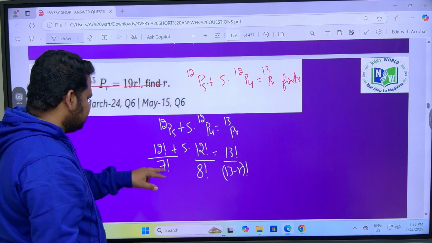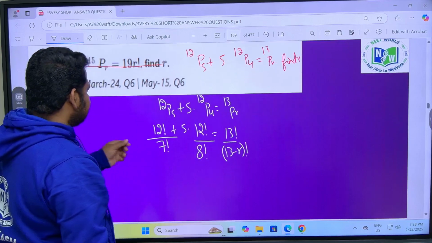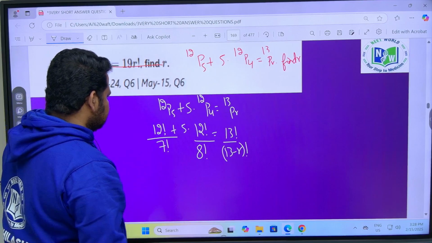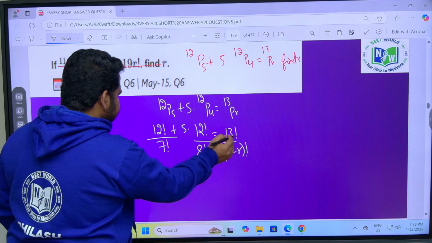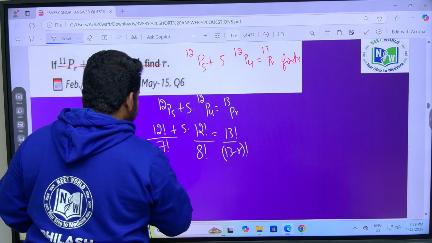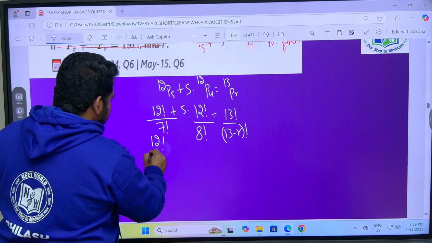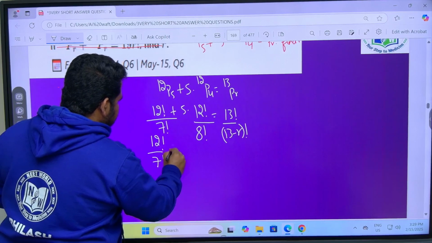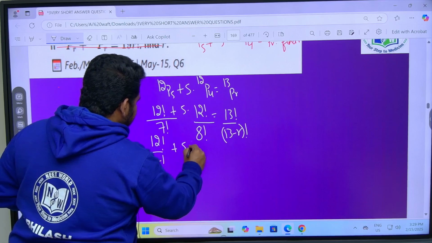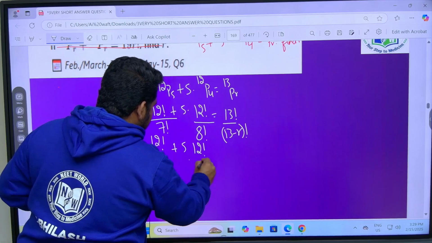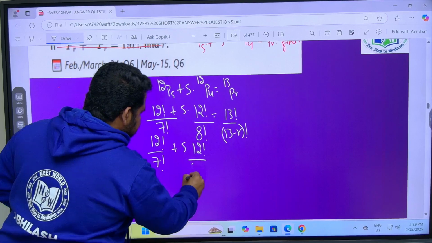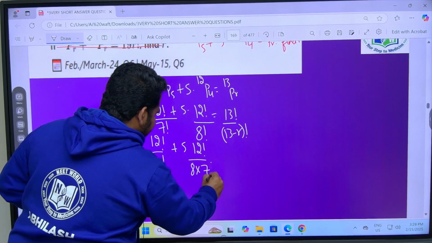So this one is 12 factorial by 7 factorial. I can write this as 12 factorial by 7 factorial plus 5 into 12 factorial. This 8 factorial I can write as 8 into 7 factorial.